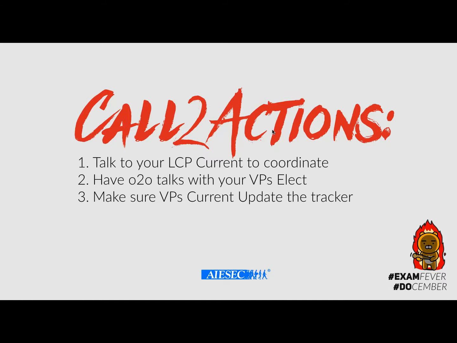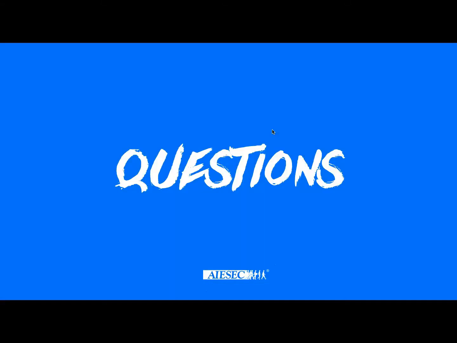Secondly is to have one-to-one talks with your VPs elect to make sure that you can set expectation with them about the learning they want to have. And third of all is to make sure your VPs current update the tracker so that you can actually know what is the current progress, rather than they just tell you, yeah, I did it, or yeah, I didn't do it. And in that way, you can actually measure or know what is the quality and the progress that your VPs are having in their preparation.